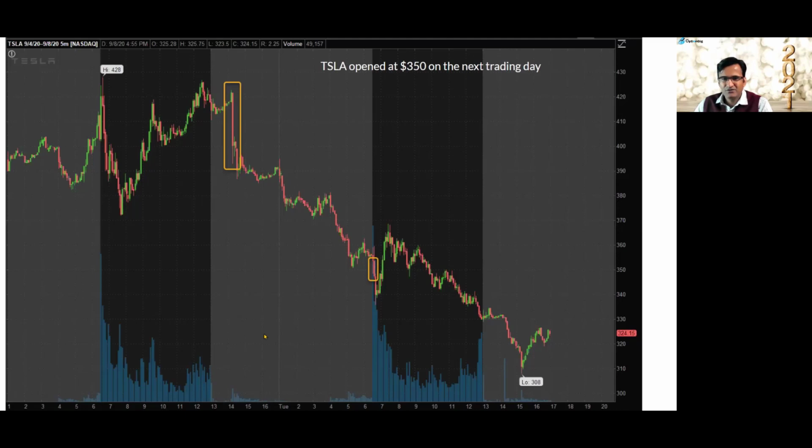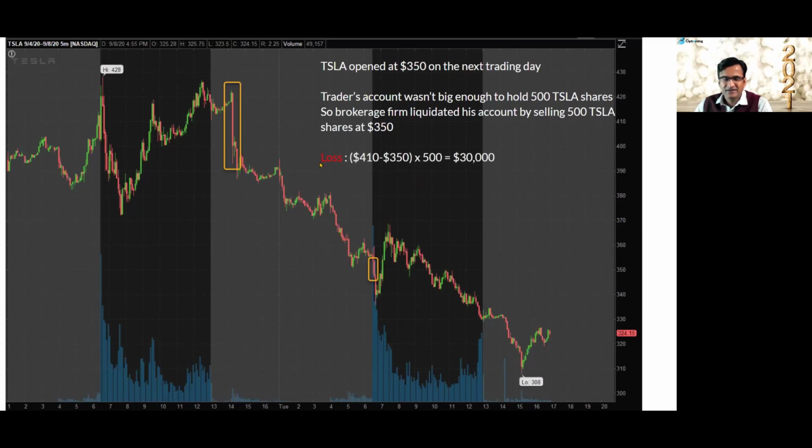Now, his account size wasn't big enough to hold 500 shares of Tesla. So the broker liquidated, basically sold all the Tesla shares at 350. So they liquidated his account. So net, his loss was: he bought at 410. He was assigned at 410, sold at 350, 500 shares, and he lost $30,000.